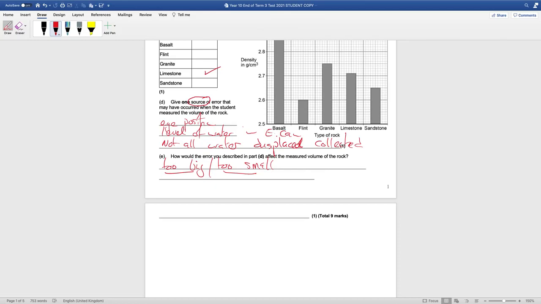The level of water in the Eureka can can only ever be too low if it's not right. Therefore, the volume that you would measure would be too small. If you didn't collect all the water that was displaced, if you forgot to put the measuring cylinder in before you put the rock in and then quickly put the cylinder in later on, some of your water will have been lost. You won't collect it all, and that would make your volume too small, of course. Or, if the measuring cylinder already had water in it, then the volume that you would measure would be too big. And that, of course, would be a zero error.